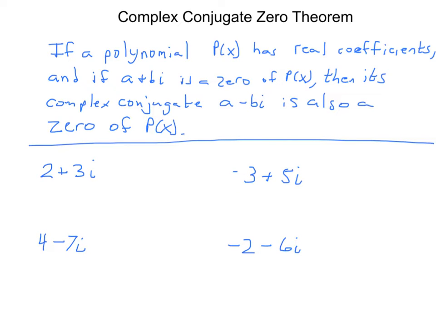So what I have on this page is 4 complex numbers, and what we want to do is write down the complex conjugate of each one. So what I'd like you to do now is pause the video and write down what you think would be the complex conjugate of all 4 of the numbers. So I have 2 plus 3i, 4 minus 7i, negative 3 plus 5i, and negative 2 minus 6i. So pause the video, write those down, and when you come back, we'll go through what the complex conjugate of each one of those numbers really is.